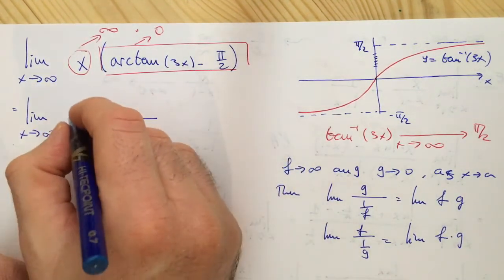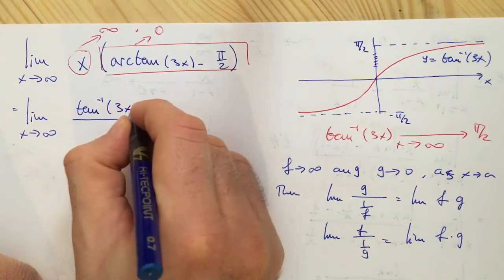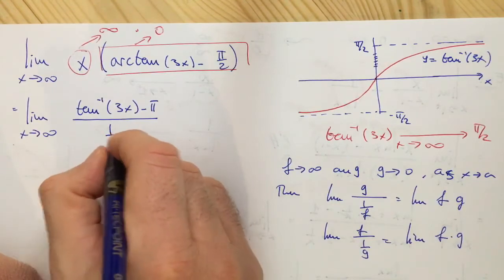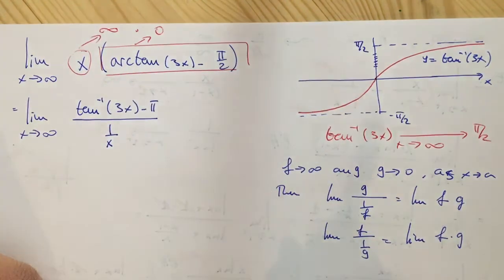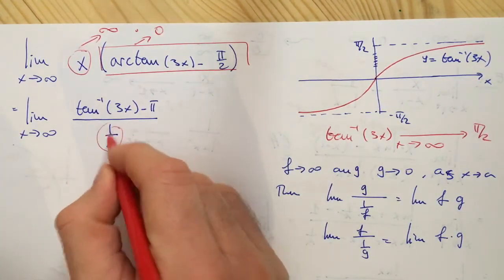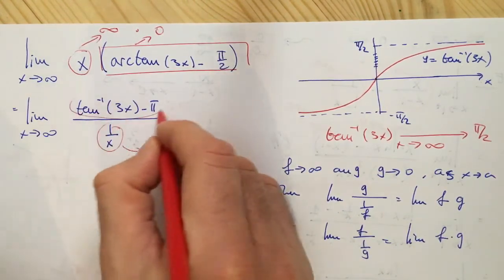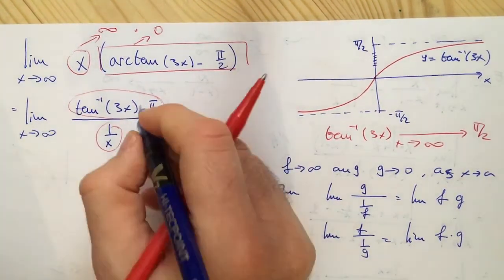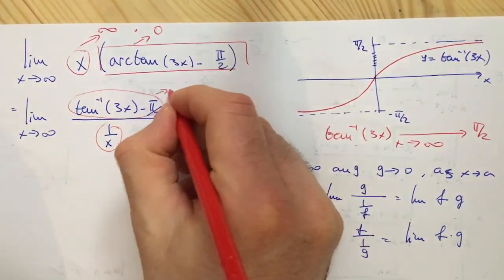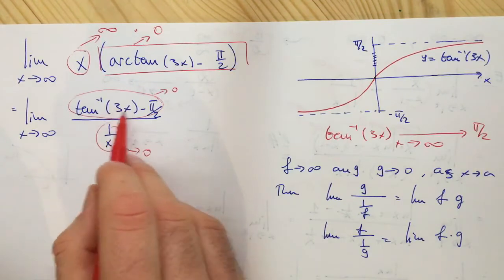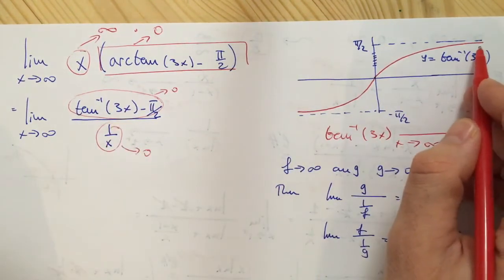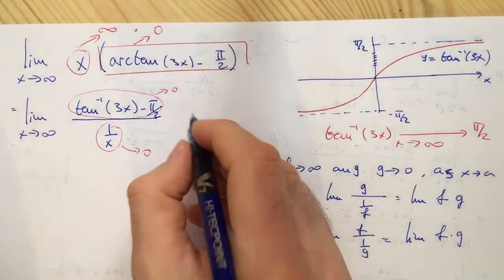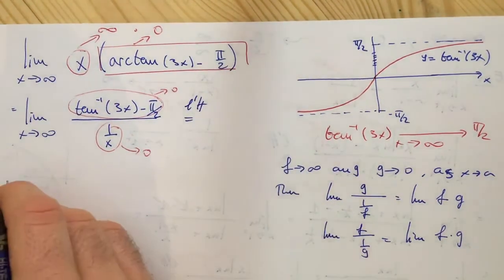So I will rewrite this as arctangent of 3x minus pi over 2, over 1 over x. Now you should be able to confirm that these two expressions are the same. Okay, they're equivalent. Now let us see whether we are allowed to use L'Hopital's rule. As x goes to infinity, 1 over x goes to 0. And this factor here, we already talked, pi over 2, sorry, we already talked that it goes to 0, right? Because as x goes to infinity, arctangent of something that goes to infinity approaches pi over 2. So pi over 2 minus pi over 2 is 0. Okay, that means that we are allowed to use L'Hopital's rule.